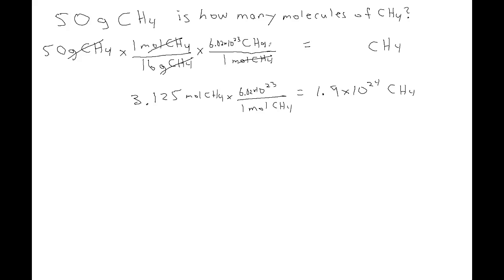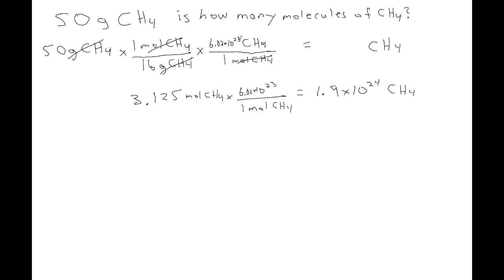So that would be 50 times 1 divided by 16 times 6.02 times 10 to the 23rd divided by 1. Or you can just leave out the ones. You can just say it's 50 divided by 16 times 6.02 times 10 to the 23rd. You can just leave out the ones because multiplying or dividing by 1 doesn't do anything. So this would mean divided by 16, and this would be multiplied by 6.02 times 10 to the 23rd.